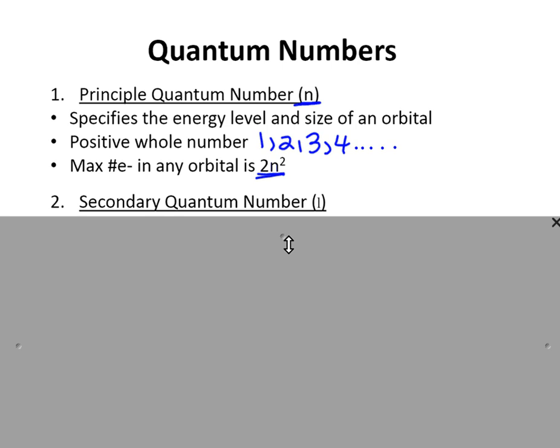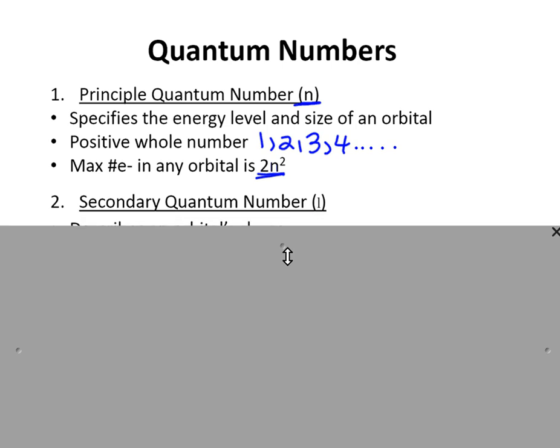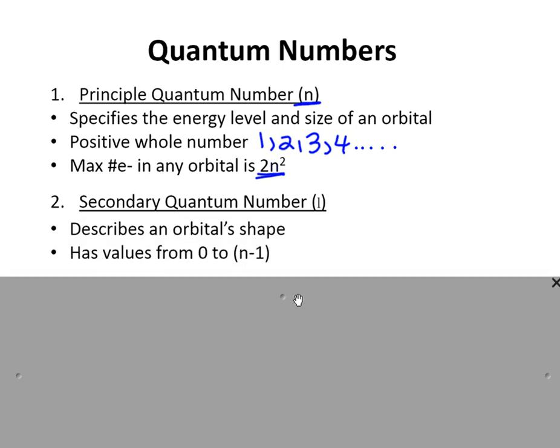The next quantum number is called the secondary quantum number. Now we use a lowercase l for it. I've got it here in a different font, but it's often easier just to use a cursive L. That's very commonly used, just so you don't mix up the number 1 and a lowercase l, because they look very similar, especially when you're typing it out.